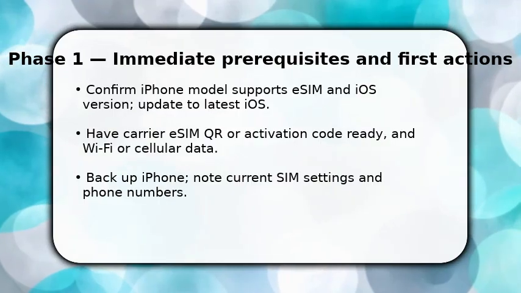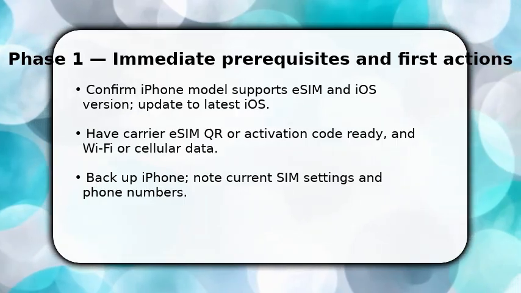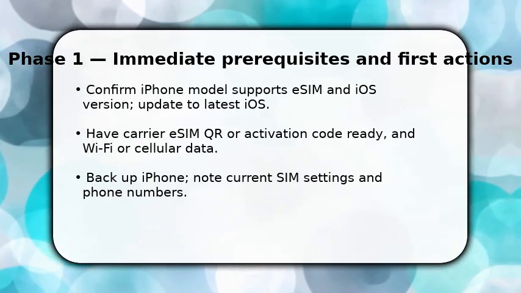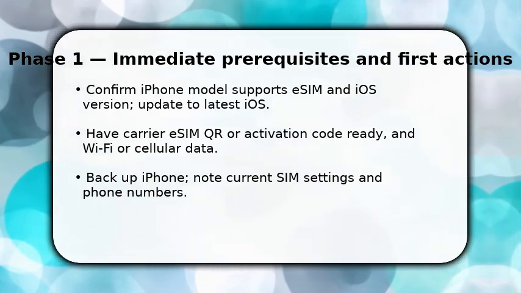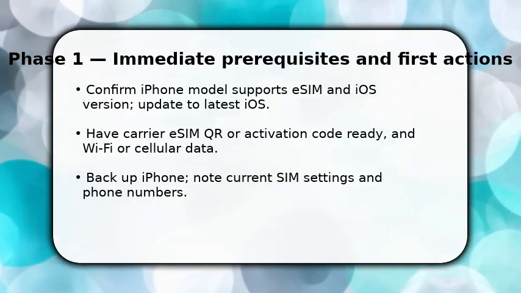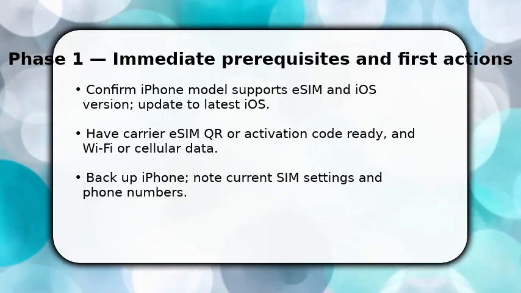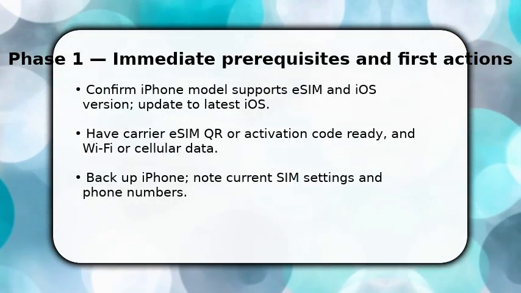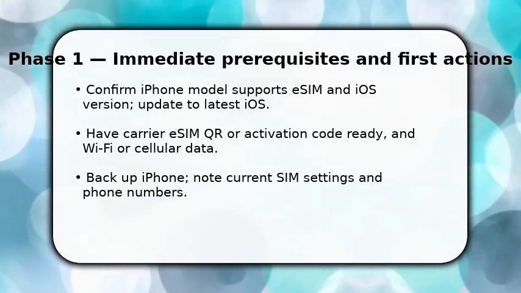You begin by confirming your iPhone supports eSIM and updating iOS. This avoids activation errors. Once done, get your carrier's eSIM QR or activation code and connect to Wi-Fi or cellular data because the phone needs online validation. Make a quick backup and note your current SIM and line labels so you can restore preferences.